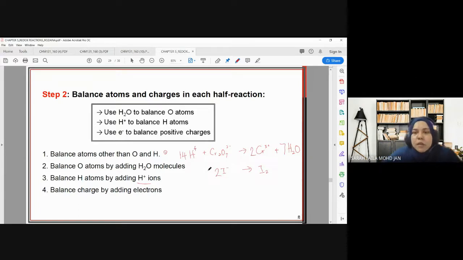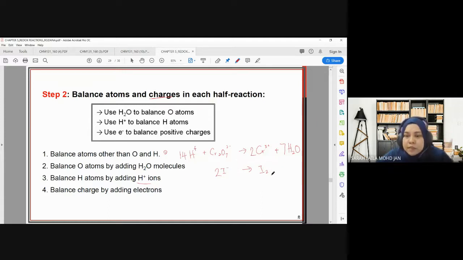Okay, so step pertama balance dulu selain daripada O and H, and then the second step balance O by adding H2O depending the value of O, and then after that you balance the H by adding H plus ion. Okay, the last step is to balance the charges. Okay, yang ni saya tak buat lah O dan H plus.